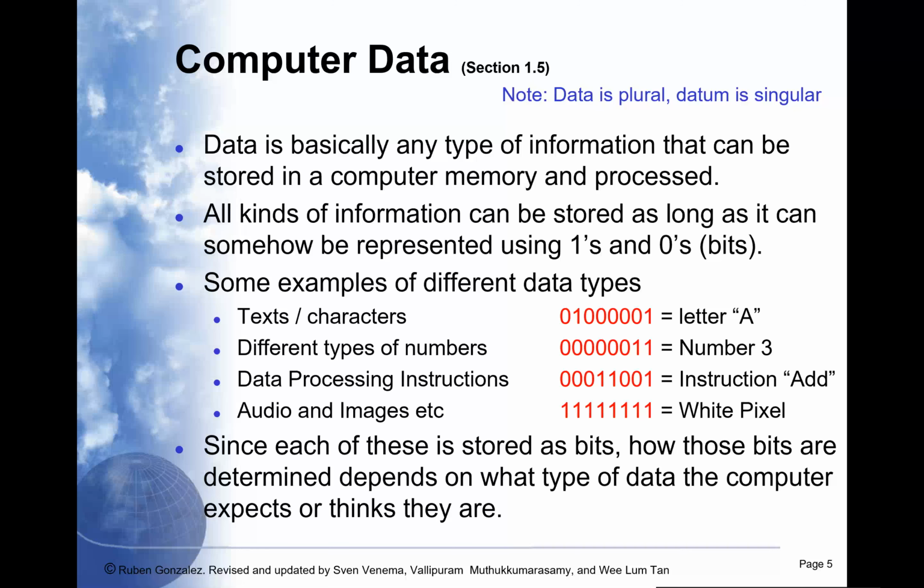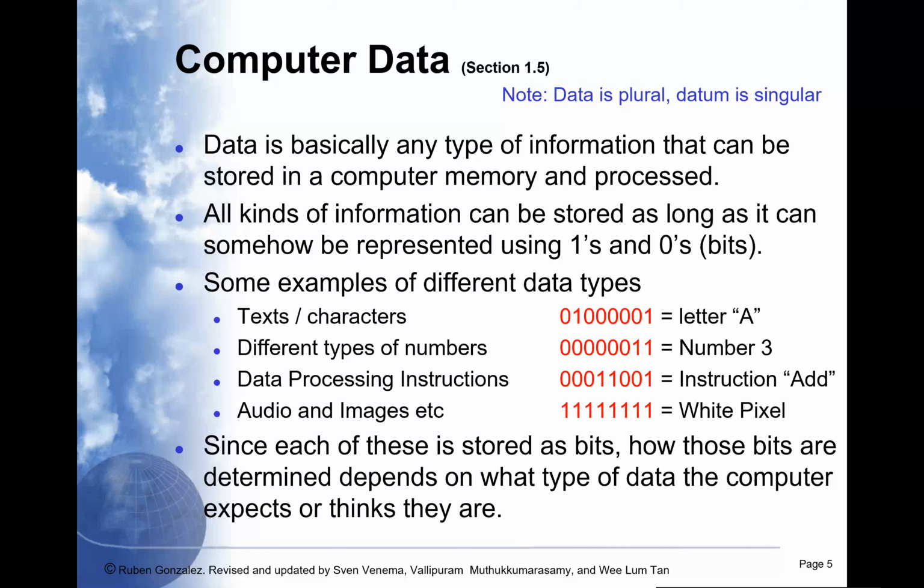Okay, so that's a basic understanding of what we mean when we say we have these ones and zeros to represent particular values or things inside the system. We're not really storing ones and zeros, they're electrical signals, but we're using an abstraction. We're looking at it from a slightly different viewpoint. Each of these zeros and ones is a bit, it can be on or off, and how those bits are interpreted depends on what type of data the computer expects or thinks it's working with.